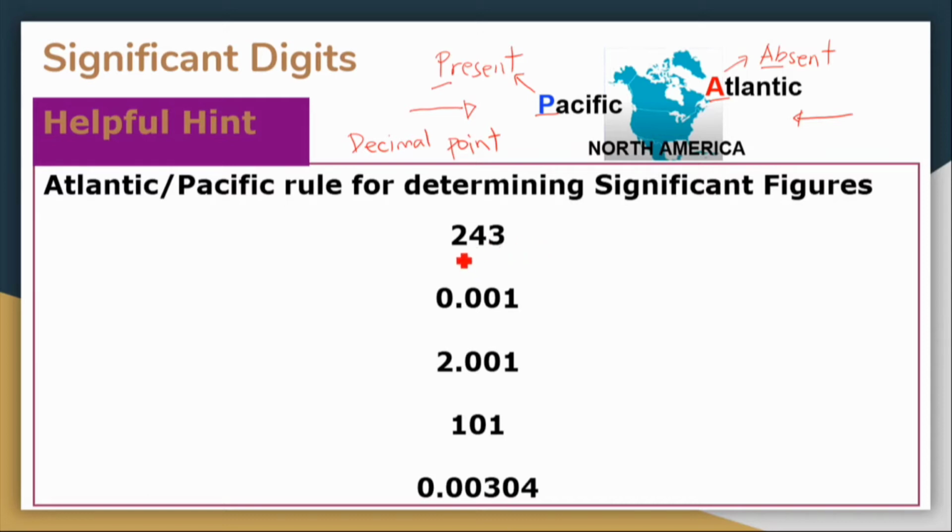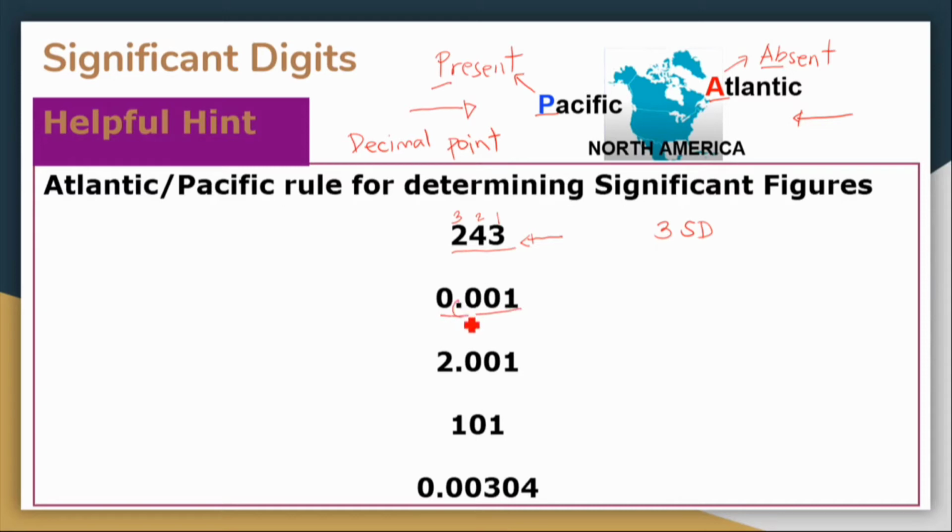For example, 243. In 243, the decimal point is absent. So we're going to start counting from the right. So from the right, we will start counting with the first non-zero. So this is our first non-zero, so that will be 1, 2, and 3. So it means we have 3 significant digits.